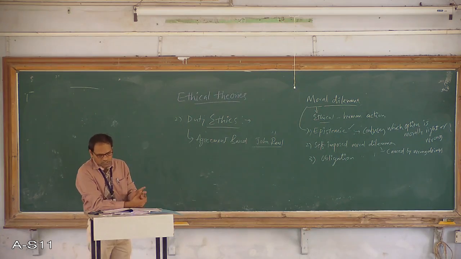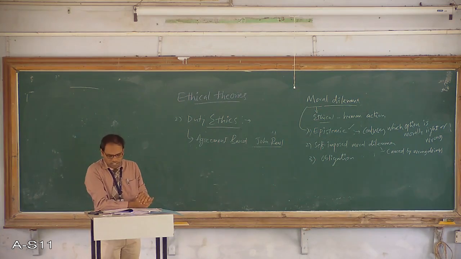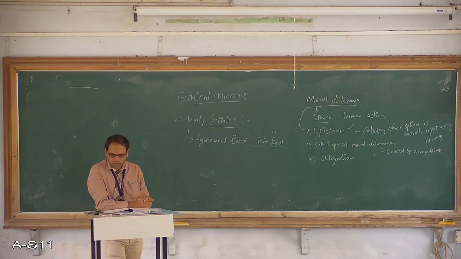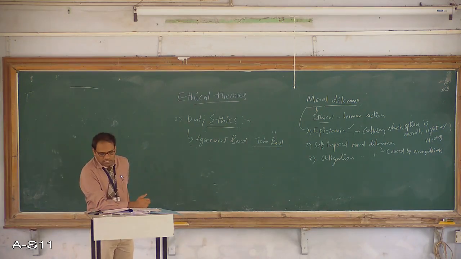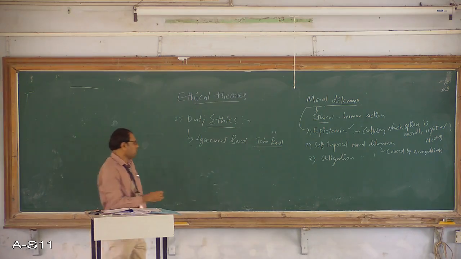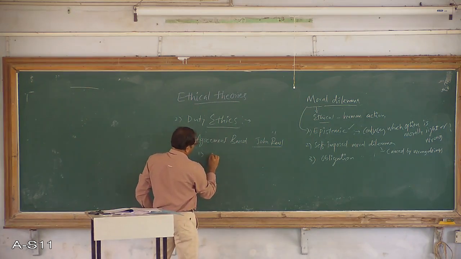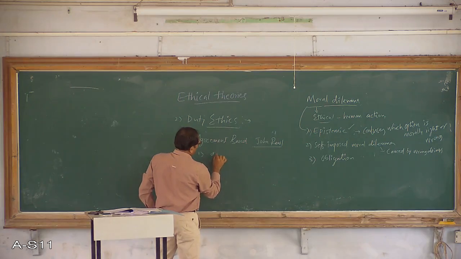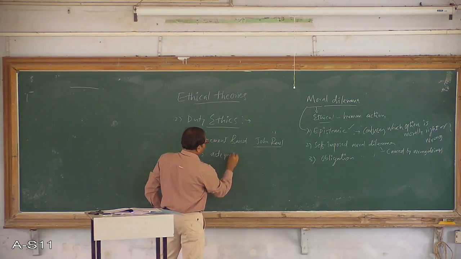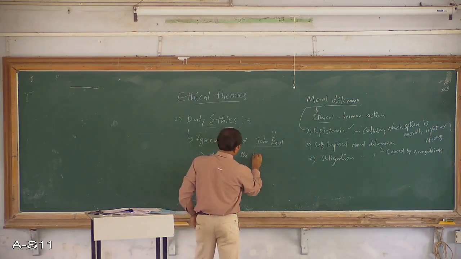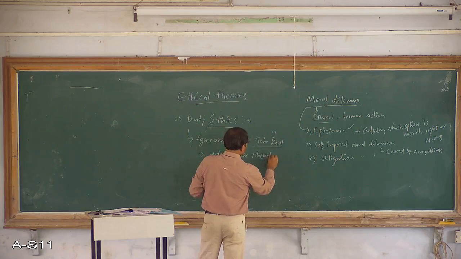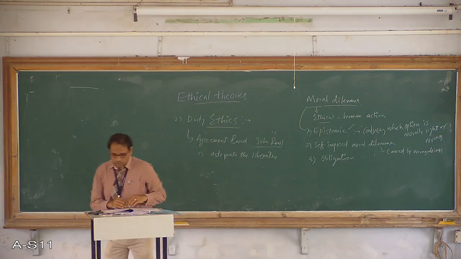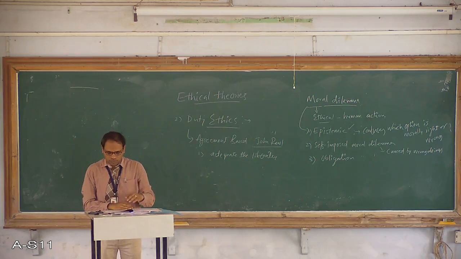The first one is: each person is entitled to adequate liberty compatible with an equal amount for others. Each person is entitled to adequate liberty, with an equal amount for others.